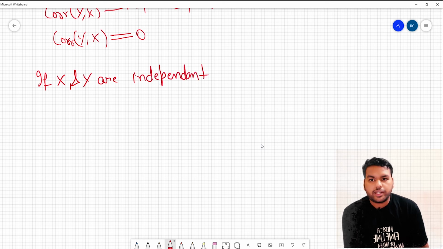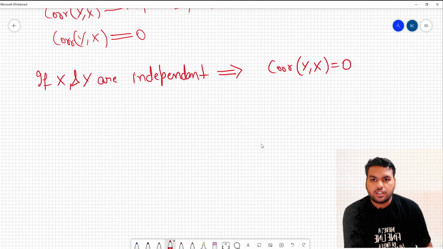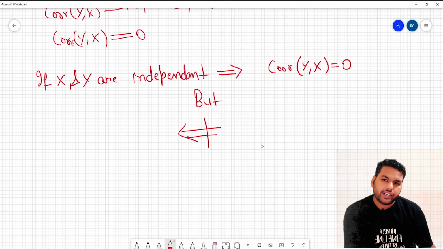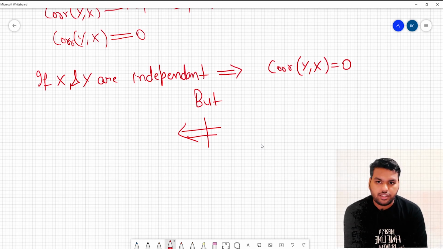If we already know that x and y are independent, then we can say 100% that the correlation is 0. But vice versa is not true. If the correlation is 0, you have no proof to say they are independent. They can be dependent, but not linearly. In the non-linear context, they can be dependent on each other. So this is what we study about the correlation.